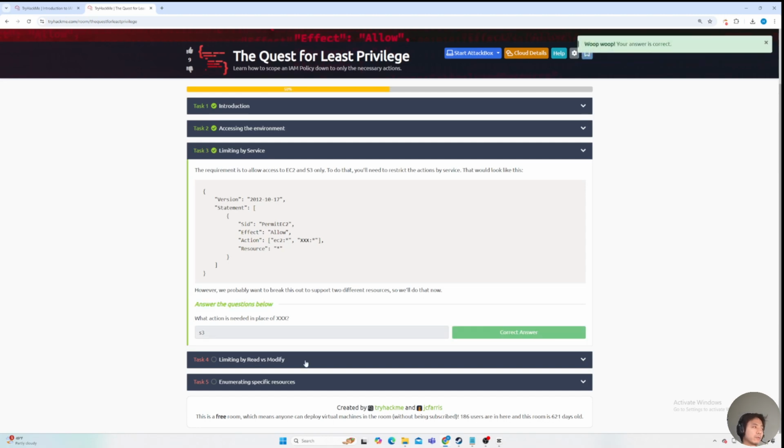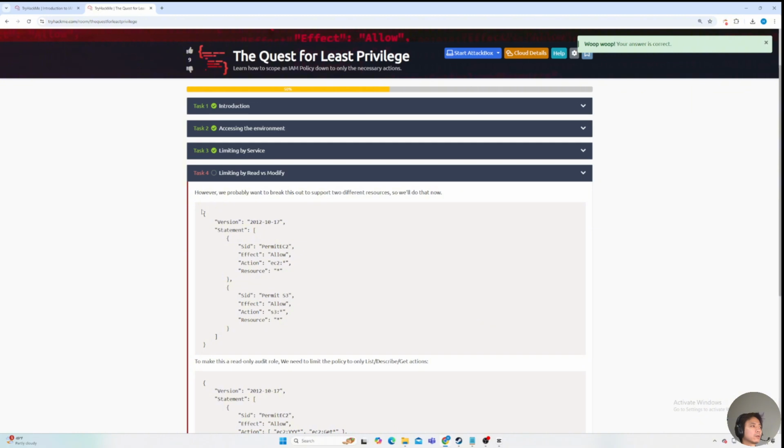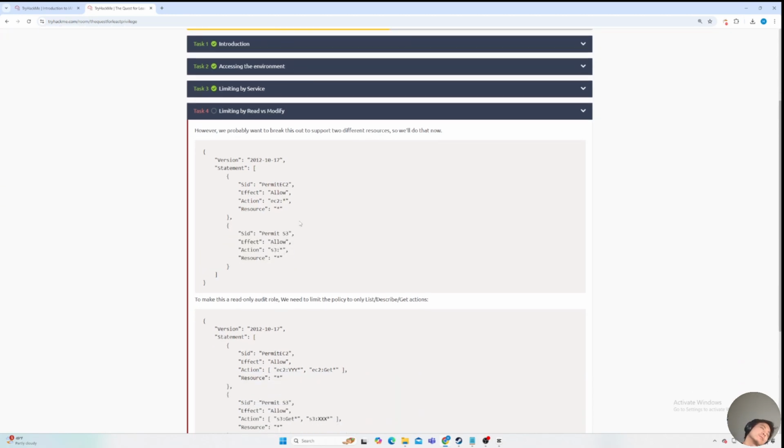Limited by read and modify. However, we probably want to break this out to support two different resources. So we'll do that now. Yeah, so this is the first one for EC2, and this is the second one for S3. All the actions of the EC2 service, and then all the actions of the S3 service.